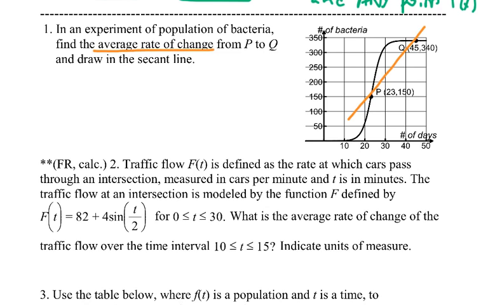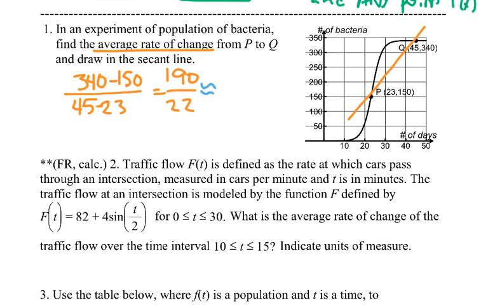And so we're just going to use y2, which is 340, minus y1, which is 150, divided by x2 minus x1. And that's going to give us 190 over 22, which is approximately 8.64. And then the units of that are bacteria per day.